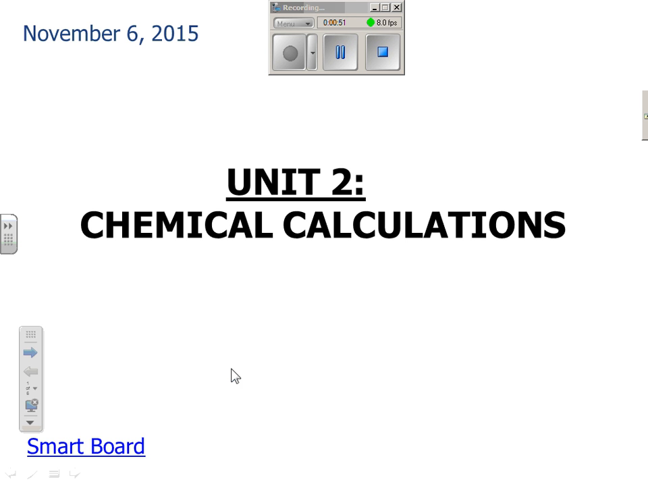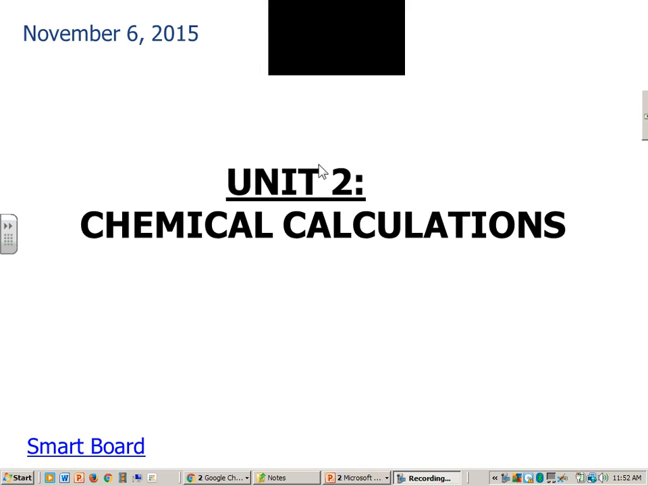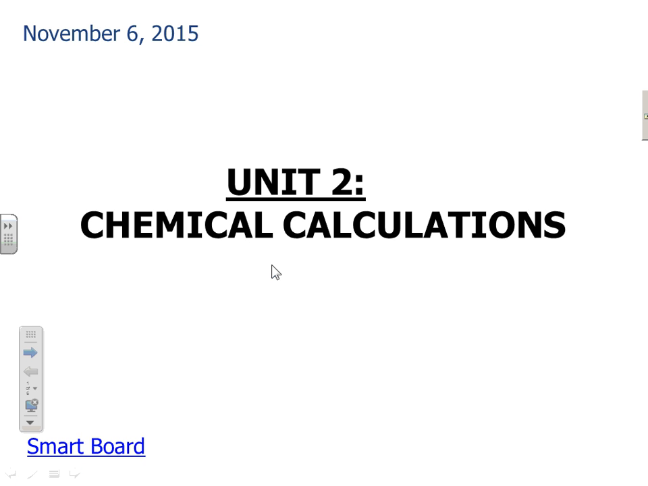So we're going to look at how we measure atoms and how we measure molecules and how we deal with them in a chemical reaction so that we can do a chemical calculation. So this is just the beginnings. And so you can write down Unit 2, Chemical Calculations.